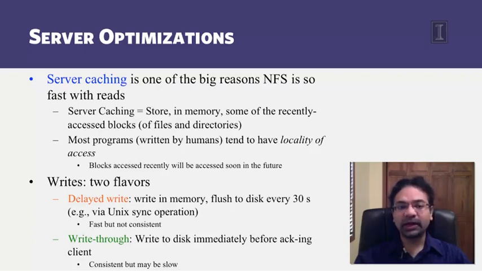If you want to be really consistent, you should use write through. With write through, whenever a client write is received at the server, the write is done immediately to disk before an ACK is sent to the client. This ensures the best consistency, that all the writes are in fact done durably on the server side, but it may be slow because it involves a disk seek and a disk write.